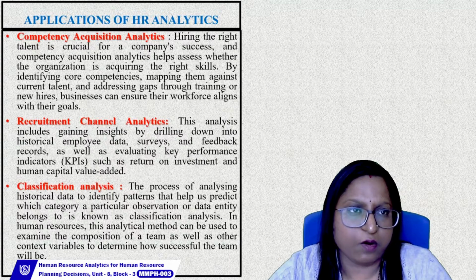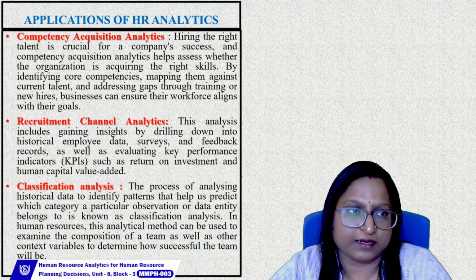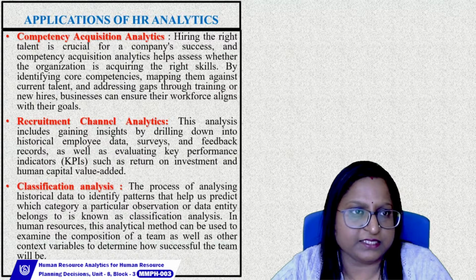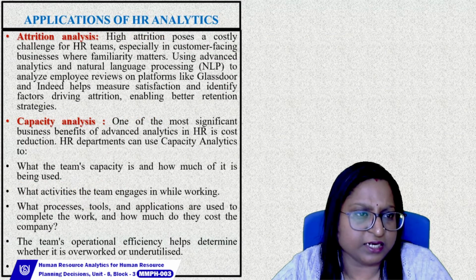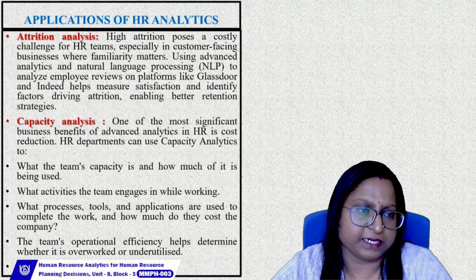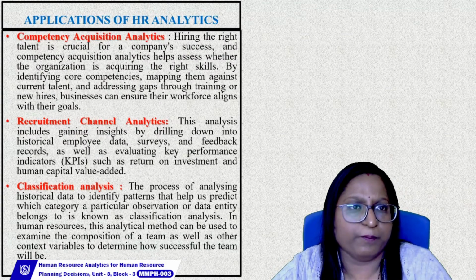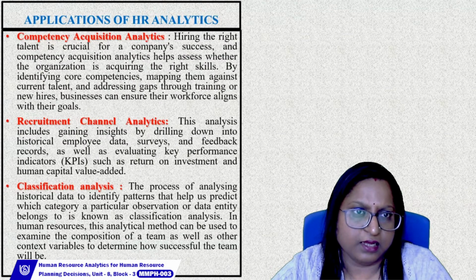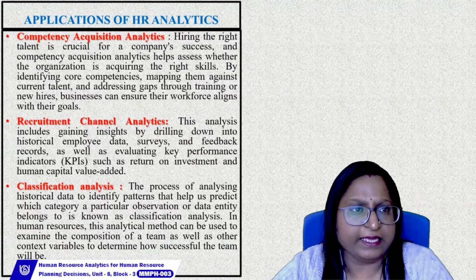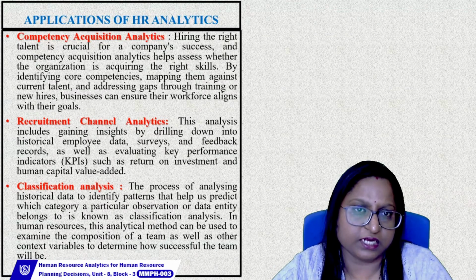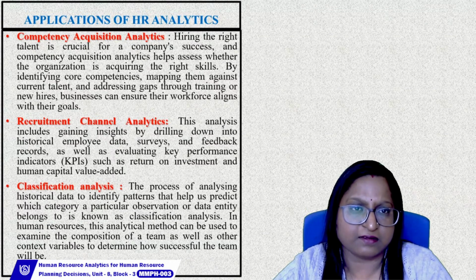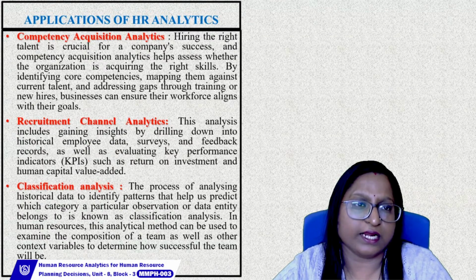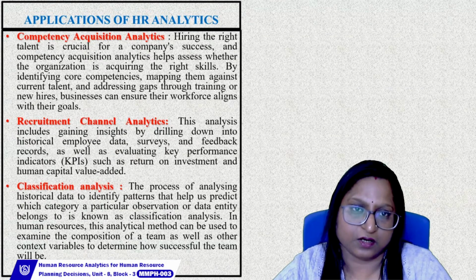Now we'll be discussing applications of HR analytics. First is competency acquisition analytics, recruitment channel analytics, classification analysis, attrition analysis, capacity analysis. First is competency acquisition analytics. Hiring the right talent is crucial for the company's success, and competency acquisition analytics helps to assess whether the organization is acquiring the right skills or not.